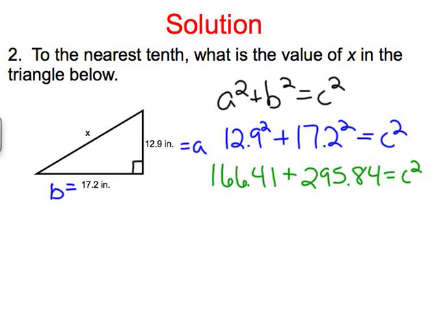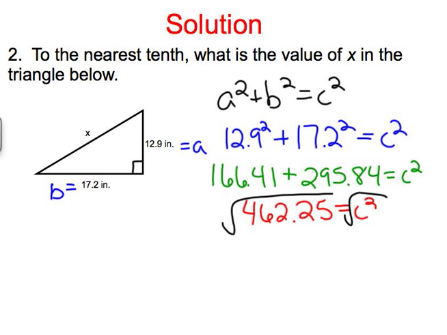When we add those together, we get 462.25. And lastly, we need to take the square root of each side. So c equals 21.5. Remember, they want it to the nearest tenth, so we're only going out to one decimal spot. So the hypotenuse is 21.5 inches long. Let's try another one.